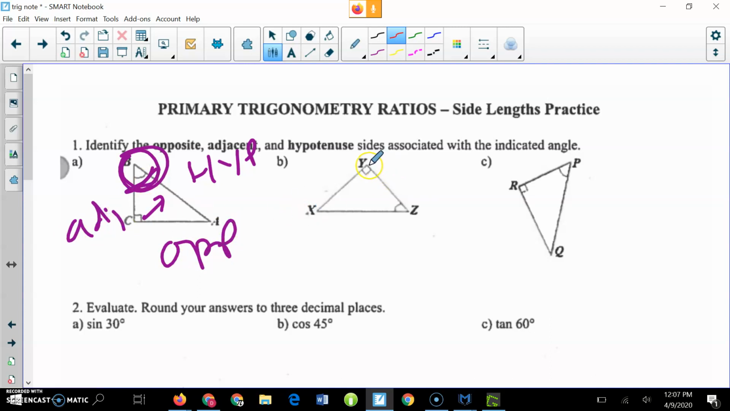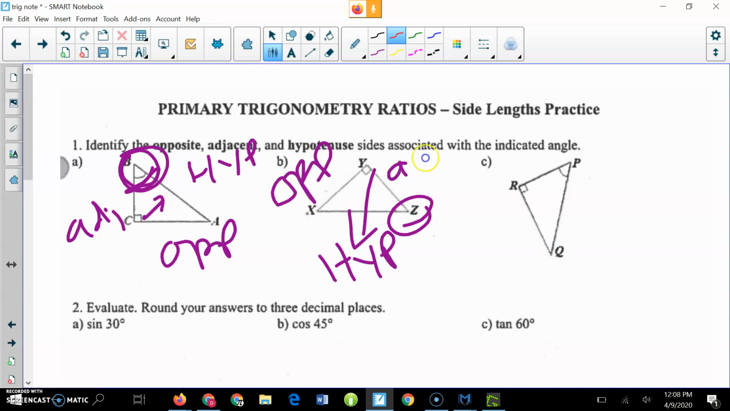All right, so what's left over? Across from the hypotenuse. So here's your important angle, but first we label across from the right angle is the hypotenuse. Across from the indicated angle is the opposite. And then what's left over is adjacent. So I'll give you a second on this one.